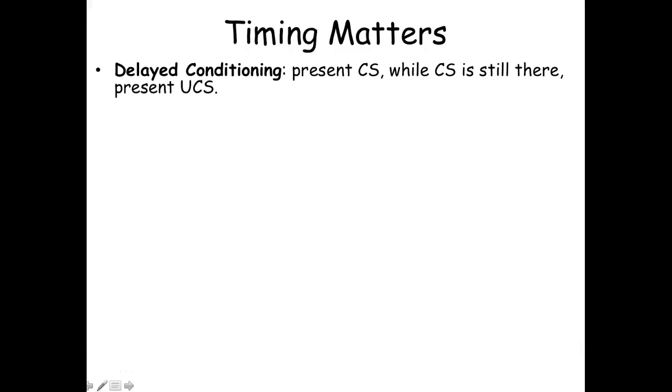This is the second part of the lecture on classical conditioning. So I wanted to just sum up some ideas with classical conditioning in terms of timing. And timing does matter. There are 4 different ways that you can try to pair the conditioned stimulus and the unconditioned stimulus, and some are better than others.